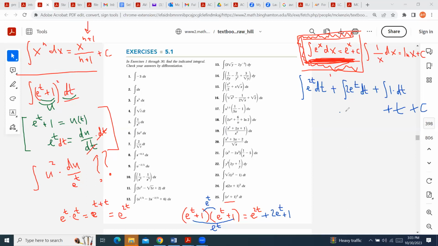Now, what's with the middle one? Well, 2 stays, and the antiderivative of e to the power of t is exactly the same, e to the power of t, just like the formula says. Now, here comes that substitution.